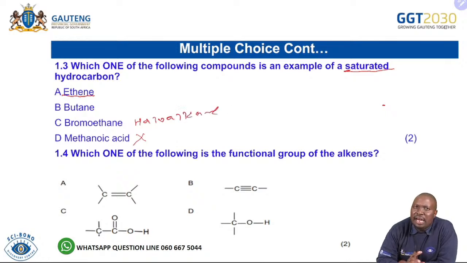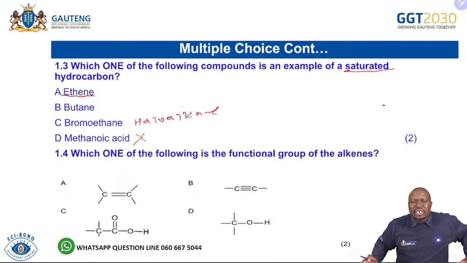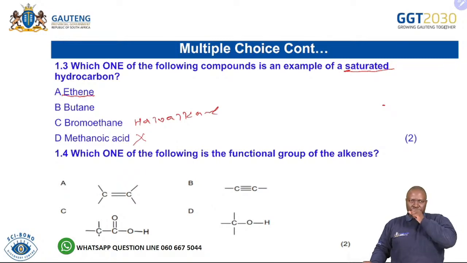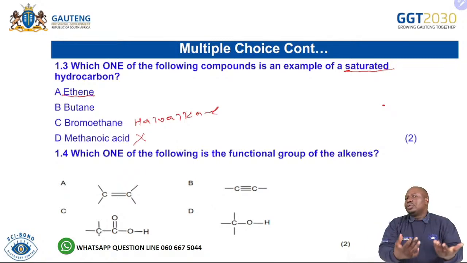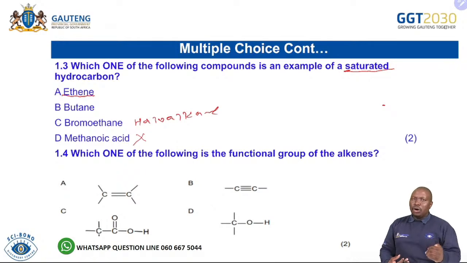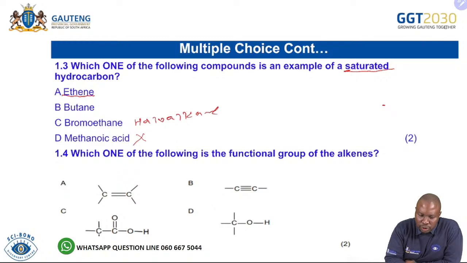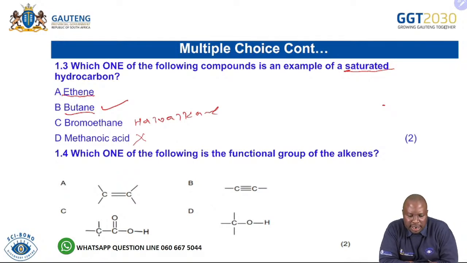You can see as I answer a multiple choice question, I go through all the given options. So you don't have to be excited and choose the answer so quickly. No, look at all the given options so that you are able to get the right answer. So we're going to choose butane because it's saturated and it's a hydrocarbon. I hope you understand that. Then you will get your 2 marks there.